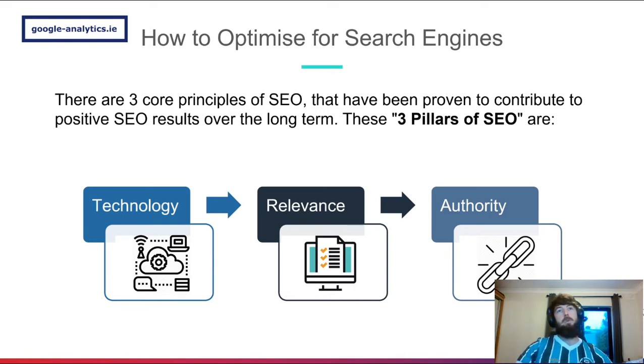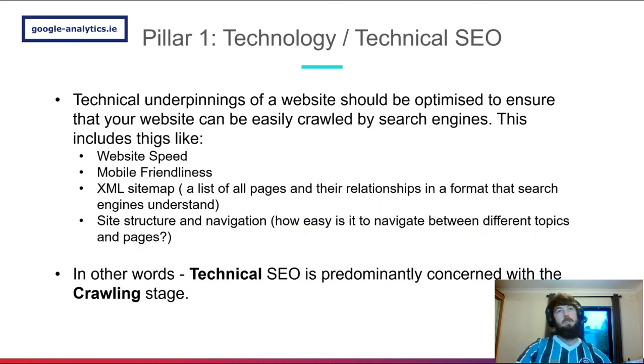So there's 3 core principles of SEO that have been proven to contribute to positive SEO results over the long term. They correspond with those 3 stages of how search engines work. And these 3 pillars of SEO are technology, relevance, and authority. So first I'll talk about pillar 1, technology or technical SEO.